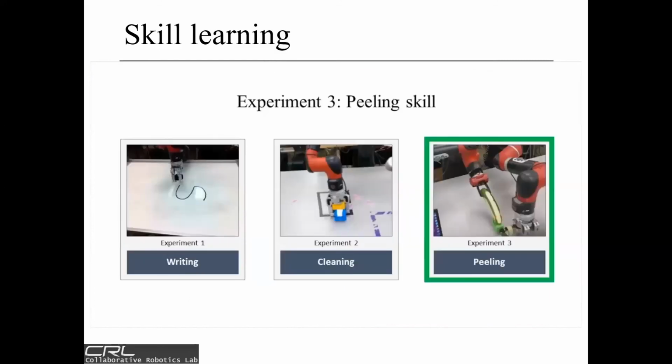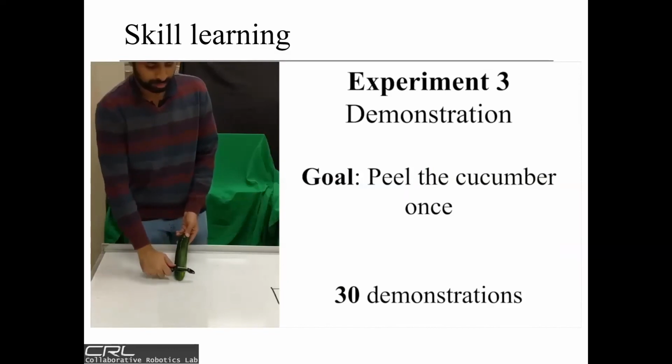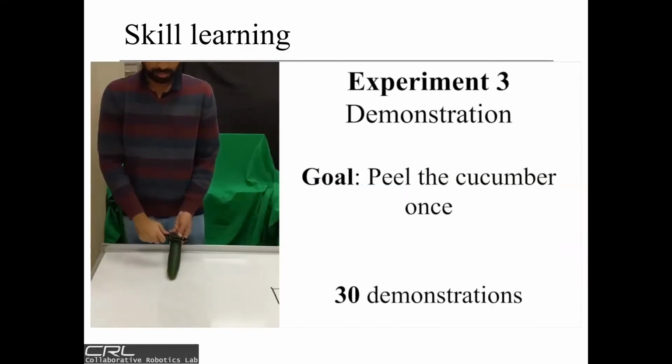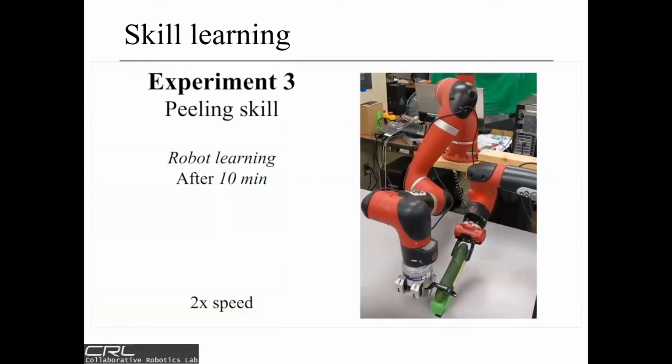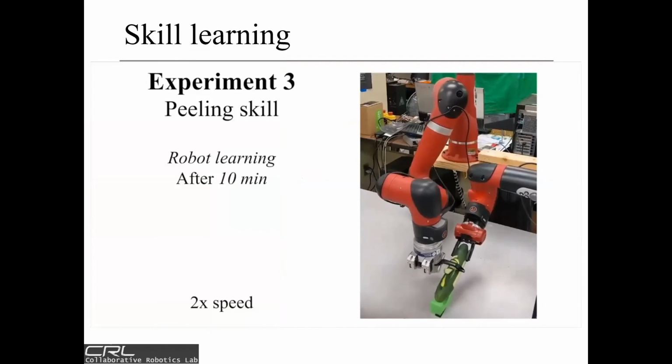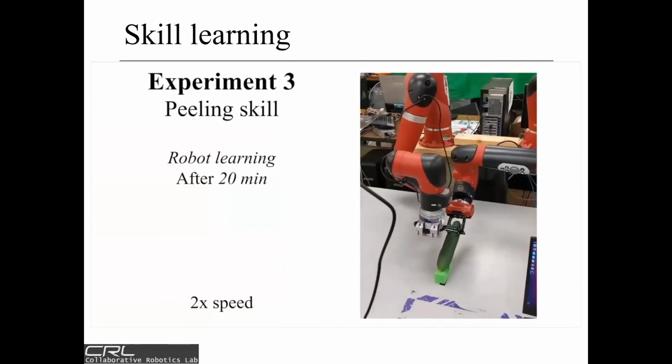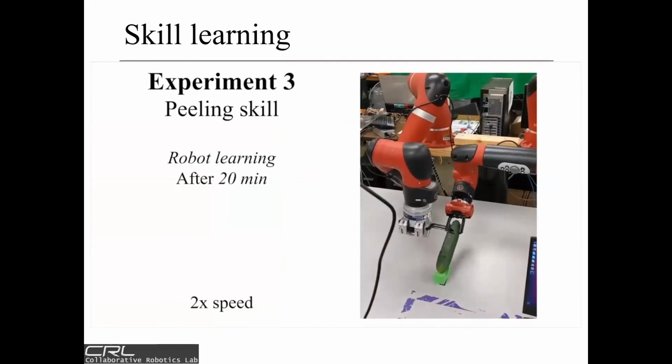And finally, another task which I evaluated was peeling a vegetable. Here, the goal was to just do one peel along the vegetable, not to peel the entire one. And we showed that the robot can learn how to peel one side of a vegetable within 2 hours.